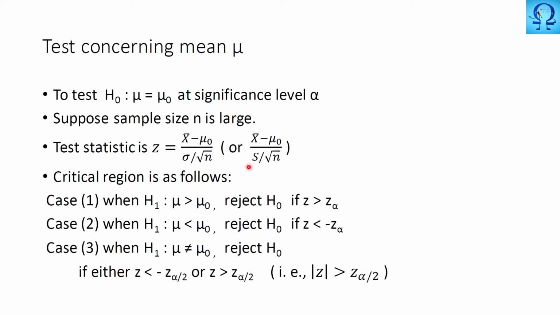Now we will see a test concerning mu. Basically, we test whether mu equals mu naught at a significance level alpha. Suppose our sample size is large. In that case, we make use of the standard normal distribution, and the test statistic would be x bar minus mu naught upon sigma upon root n, if the population variance is known. If the population variance is unknown, we can very well make use of the sample variance to calculate the standard deviation for the sample, and use that instead. And the critical region is as follows.